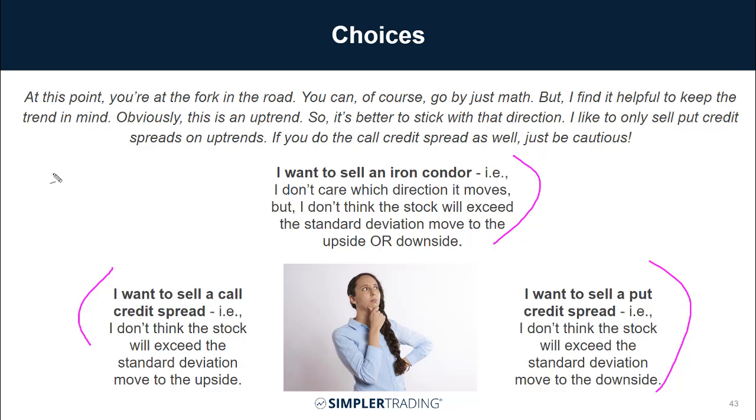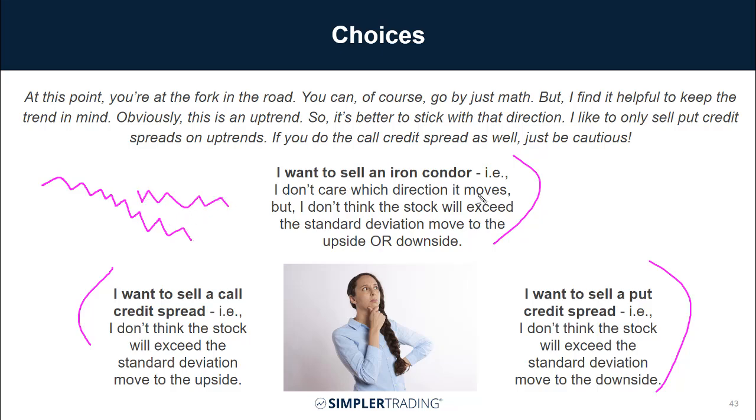So we're going to go over a bunch of examples right here, and I'm going to show you how to do it in the spreadsheet. But the moral of the story is that when you're selling a call credit spread, the entire goal here is that you don't think it's going higher than a certain level. So it's better if you do that on a downward trending stock or a sideways stock.